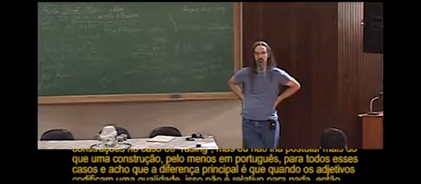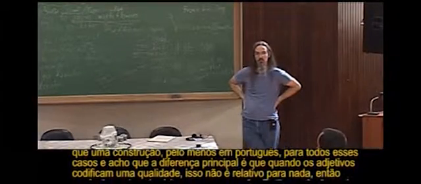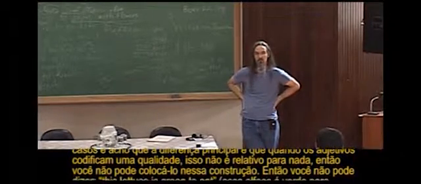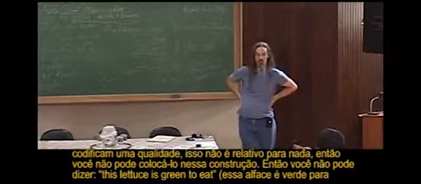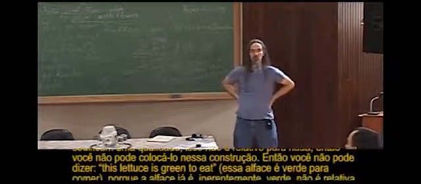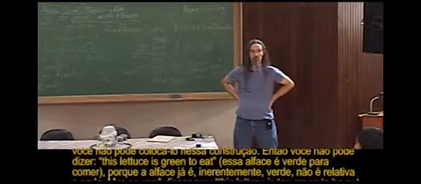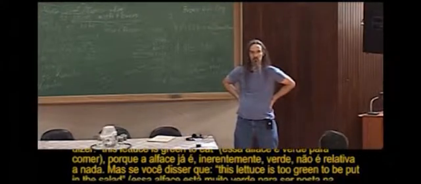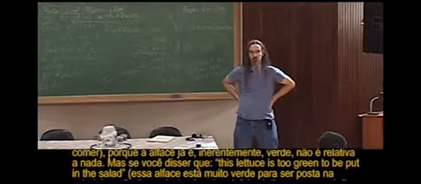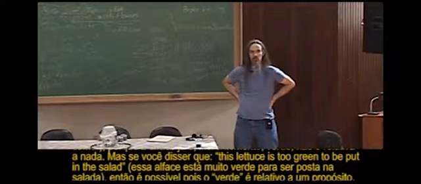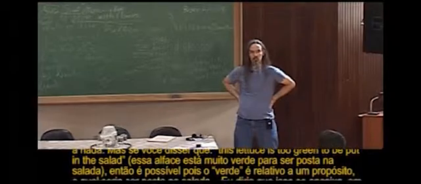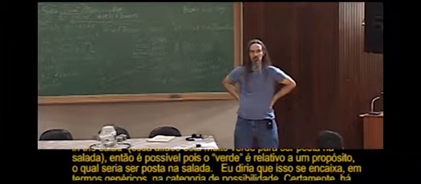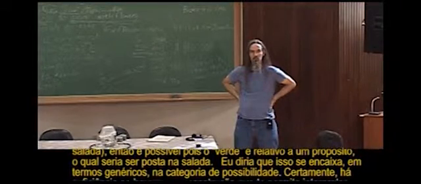And I think the main difference is that when the adjective is encoding a quality that is not relative to anything, then you cannot put it in this construction. So you cannot say this lettuce is green to eat, because lettuce is inherently green. It's not relative to anything. But if you say that this lettuce is too green to be put in the salad, then it's possible because greenness is relative to a purpose, which is putting it in the salad. So I would say that that does fit in general terms into the enablement category.